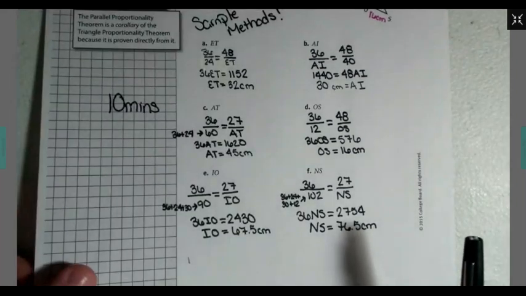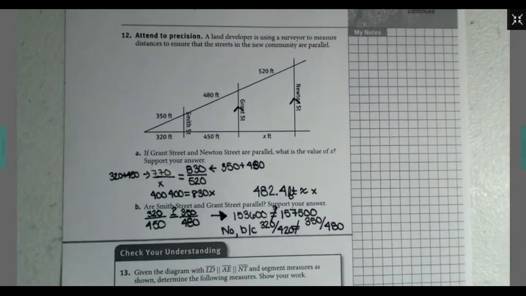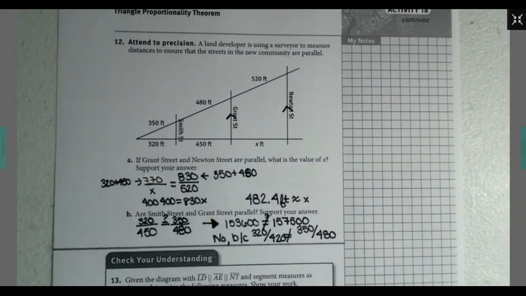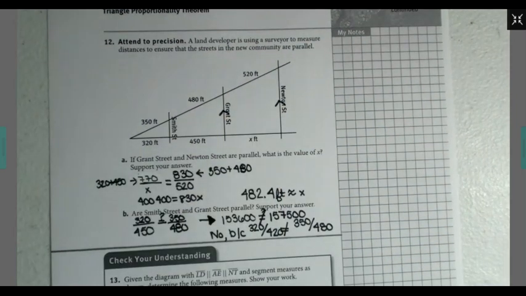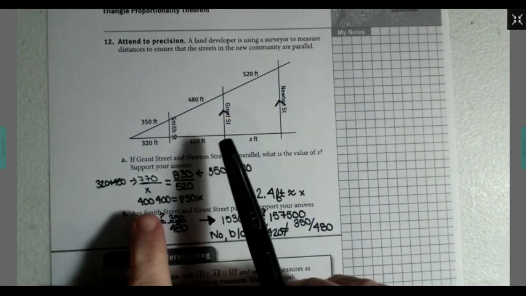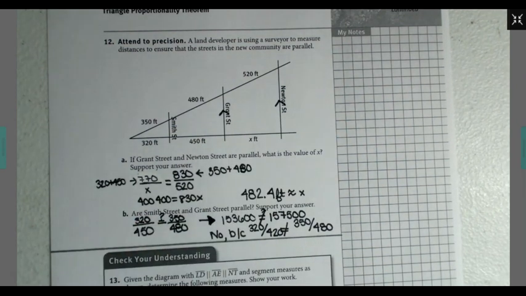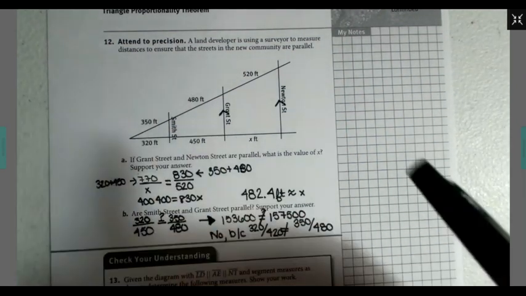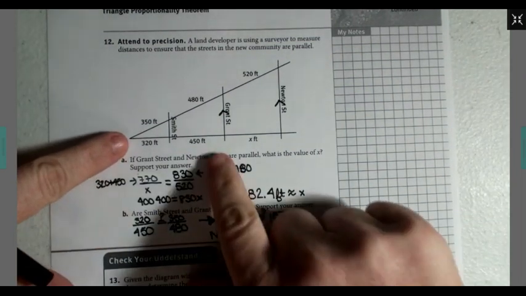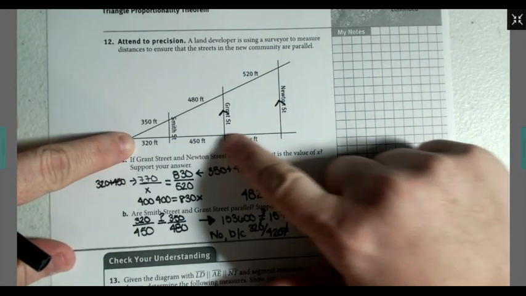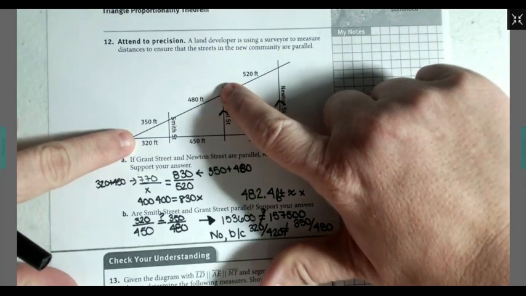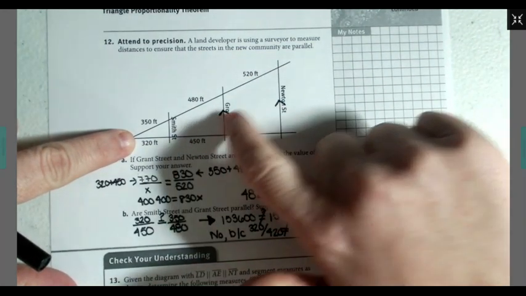Next part was question number 12. And it asked us to support the fact that Grant Street and Newton Street are parallel. Okay, it told us that. So I made those notes. Grant and Newton. Well, if I know that Grant and Newton are parallel to one another, I did 320 plus 450, this piece over X equals this piece over 520, because I know these are parallel.